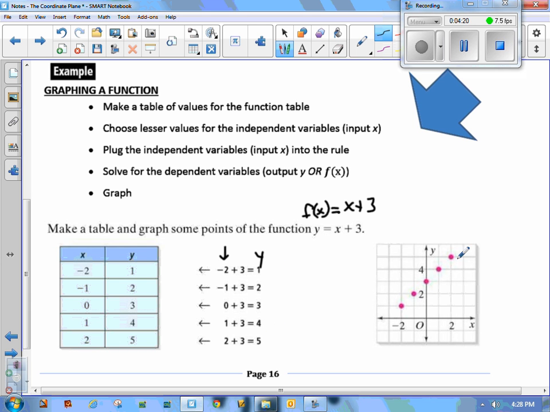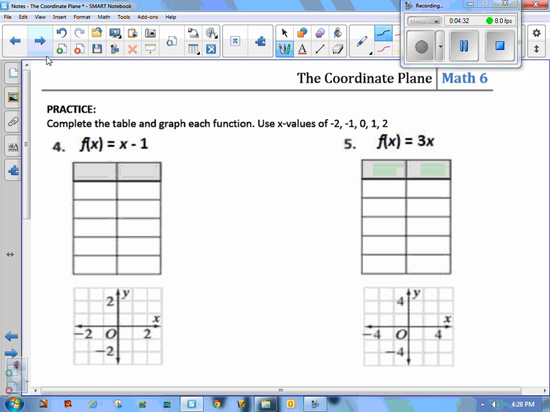Then they went over here and they plugged in those coordinates. So like this would be a -2, 1 coordinate. This would be a -1, 2, and so forth. We're going to practice that now.